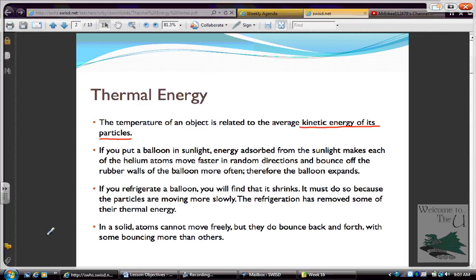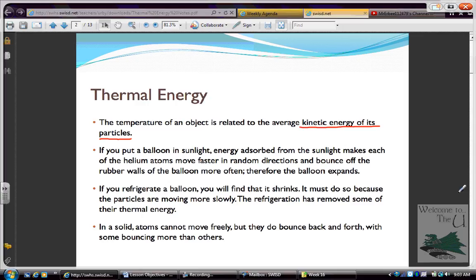Likewise, if you read the second example, it says if you refrigerate a balloon, you'll find that it shrinks. It does this because the particles are moving slowly. Consequently, they don't hit the outer edges of the balloon as often, and so the balloon will actually shrink and get smaller. Same thing happens if you were to leave your basketball out on a really cold day. You would notice that the basketball would actually shrink, and that shrinking is due to the fact that the air particles inside the basketball aren't hitting the walls of the basketball as often, so it appears to get flat.